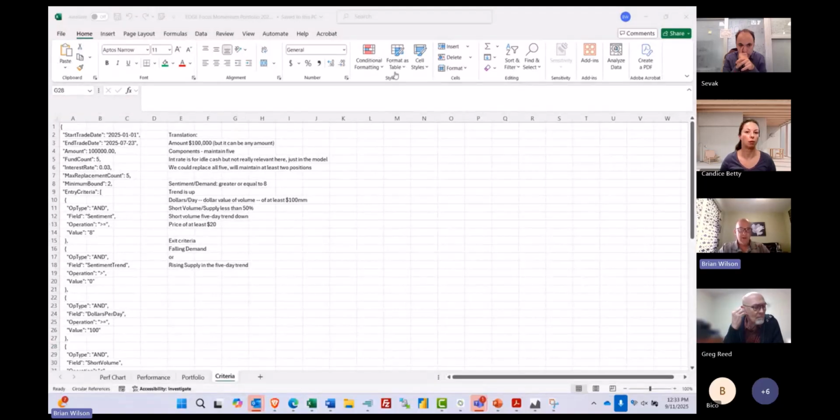This is the criteria itself for the model portfolio. It's looking at 5 components. It's looking for sentiment demand that's greater or equal to 8, a trend that's moving higher, dollars per day of at least 100 million, short volume lower than 50%, the short volume 5-day trend is down, and the price is at least $20.